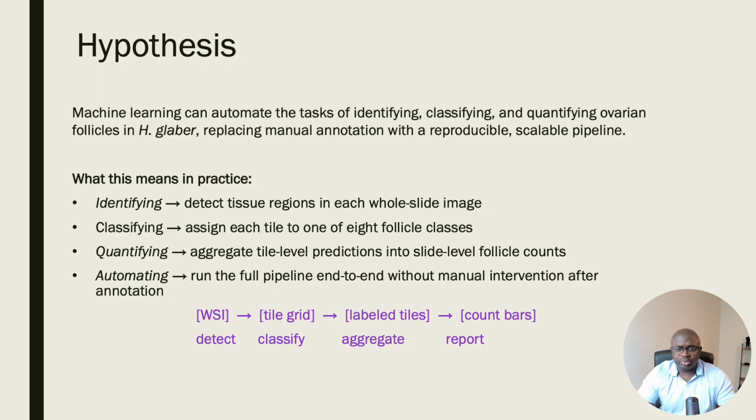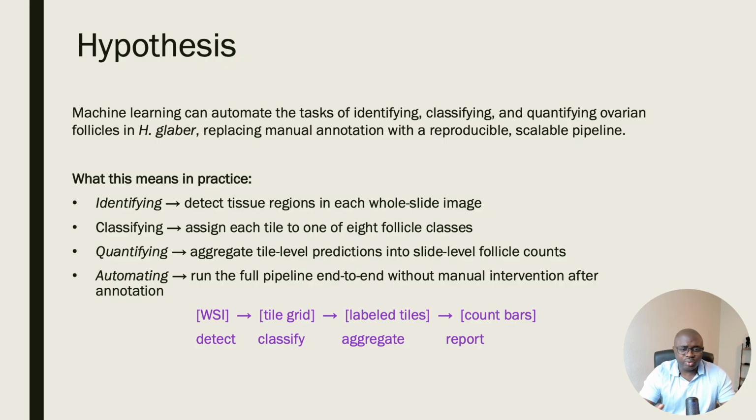To test this, we've broken automation down into four distinct functional steps. You can see the steps in our workflow below. The first step is identifying. This is the detection phase. We're isolating the actual tissue regions within the massive whole slide image. Next, we go to classifying, where we assign every individual tile to one of 8 specific follicle classes.